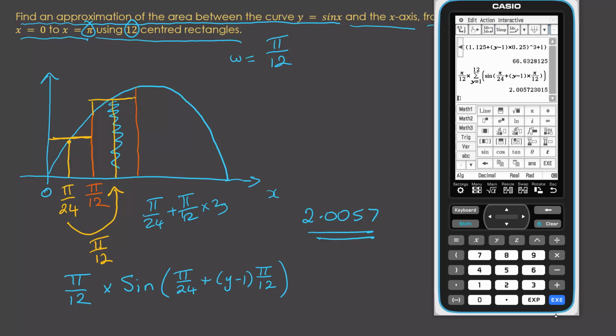I wonder what the exact is. Now we're going to be coming onto this soon. So that would be the integral from 0 to pi of sine x dx, and that is exactly 2.